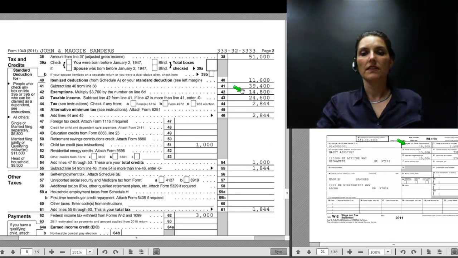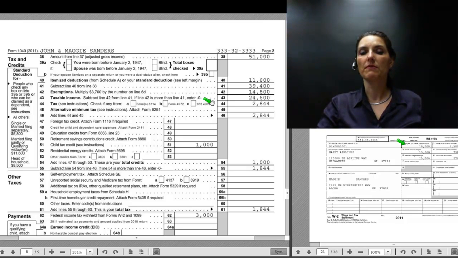That is the Sanders taxable income, and at this point we're going to go to the tax tables in Pub 17 to look up the tax on $24,600. If you're to do that, you will come up with tax of $2,844, which is the amount that we enter.